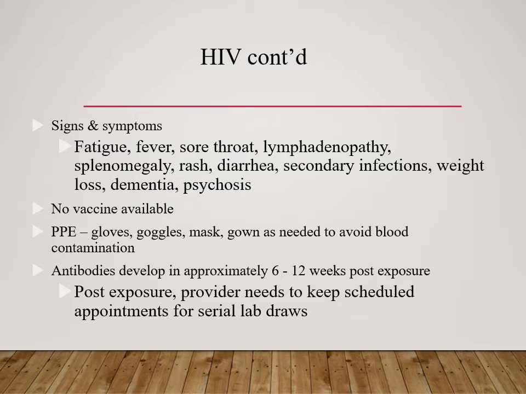There is no vaccine available for HIV. PPE includes gloves, goggles, mask, and gown, as needed to avoid blood contamination. Antibodies develop in approximately 6 to 12 weeks post-exposure. Post-exposure, the provider needs to keep scheduled appointments for several lab draws.